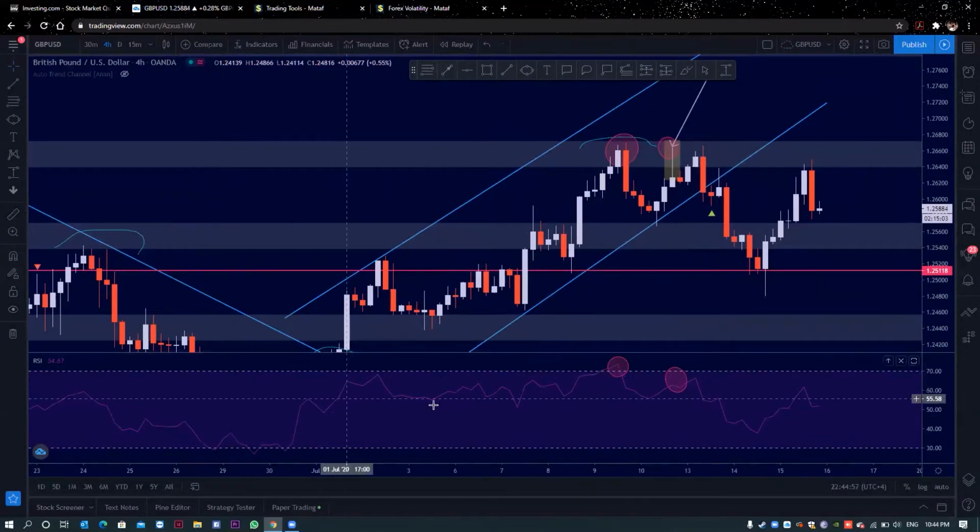RSI, mostly people are working on stocks because stocks have very little divergence, but when it comes to divergence, they can easily trade more in stocks.